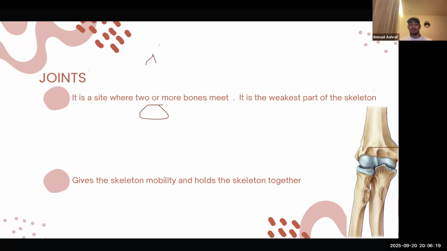That's very important. If we were rigid, we'd be useless. We couldn't walk, couldn't sit, couldn't move our hands, anything. We'd be useless. So the joints help us move, and they're very important. Now we will discuss the different types of joints.